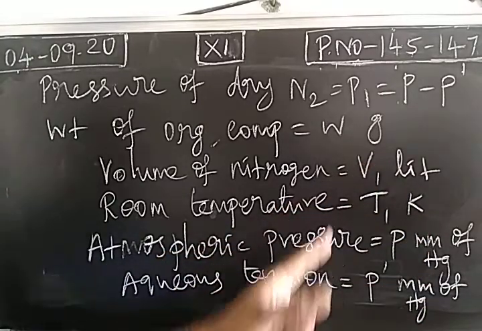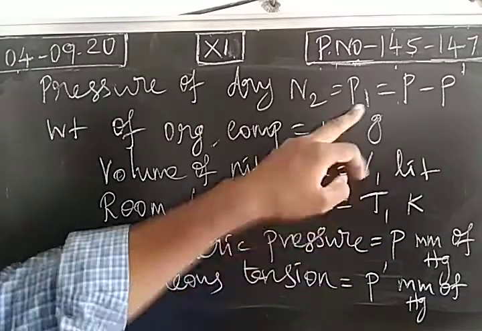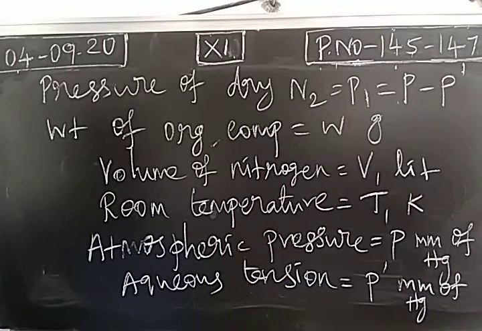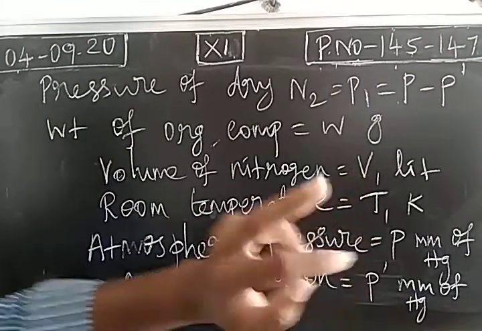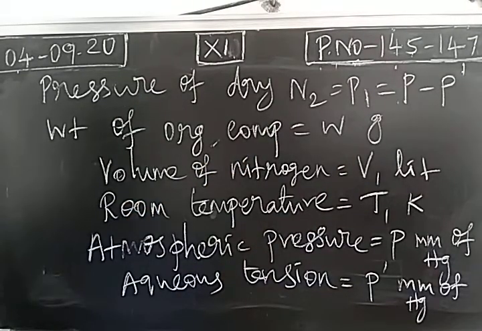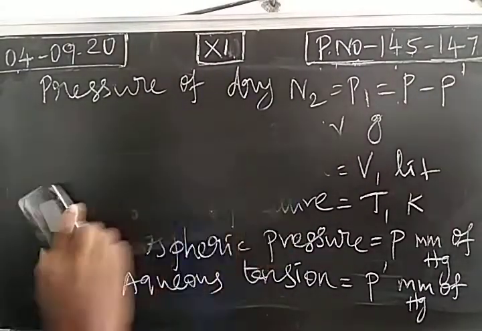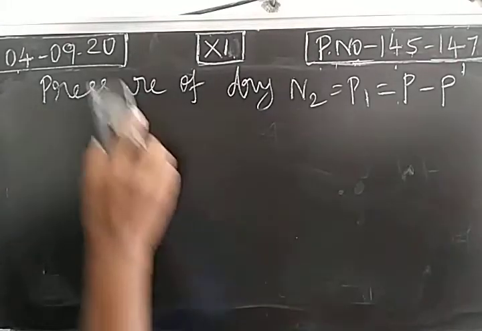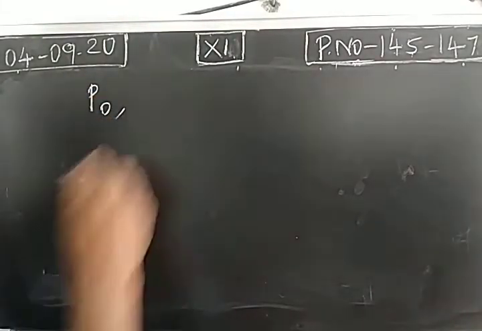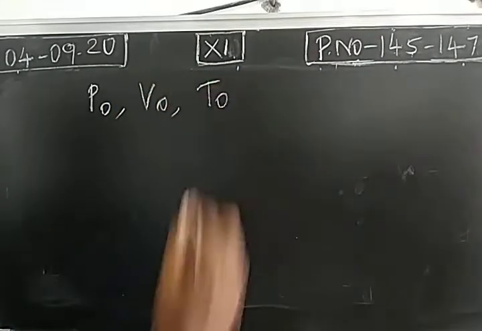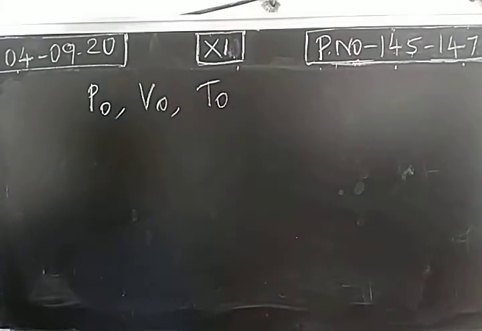So we have obtained three factors: V1, T1 and P1. During the Dumas method, when we heat the organic compound, nitrogen gas comes out. For the nitrogen gas, we know the volume as V1 liter, temperature as T1 Kelvin, and pressure as P1 millimeter of mercury. Next, consider standard conditions. At standard temperature and pressure, we use P0, V0, T0. P1, V1, T1 are the pressure, volume and temperature of nitrogen gas at room temperature.